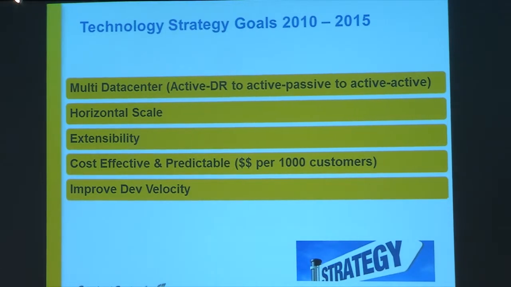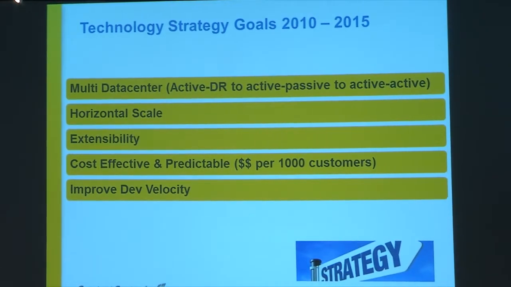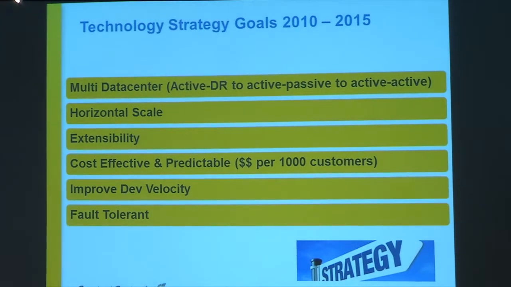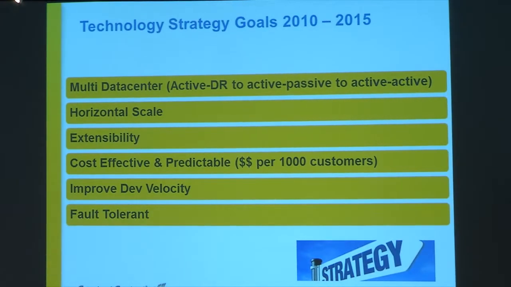Improving development velocity. It's a big topic here, right? If you have one database, everybody steps on each other. And fault tolerance: it goes back to if a single database, large scale, somebody writes a rogue query, everything goes down.